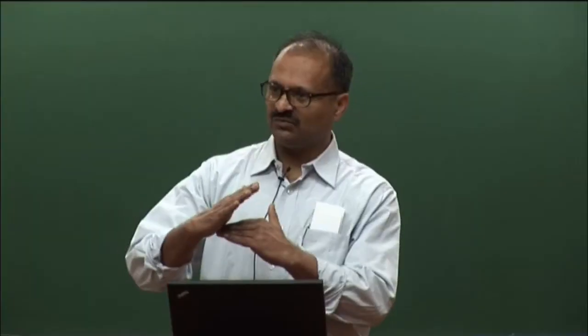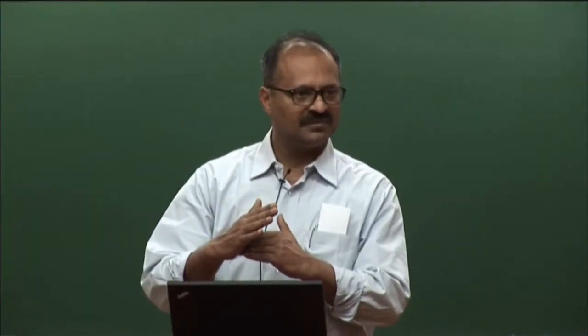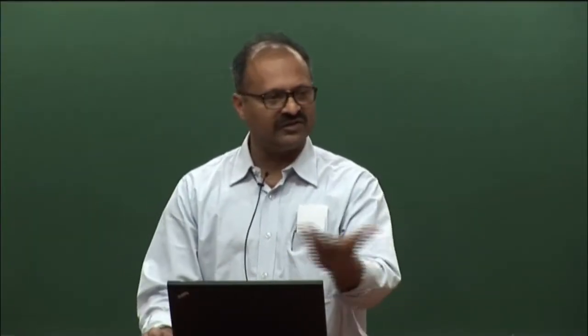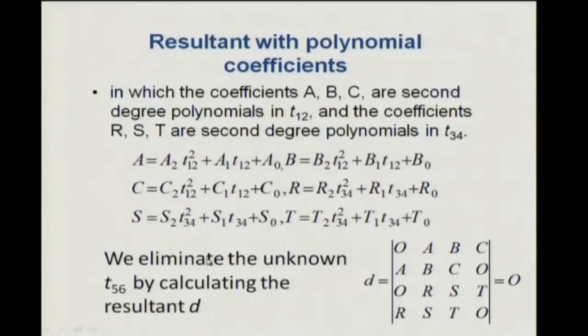So physically one angle must be the same, the other one, because we have squared, we have taken tan half angle, all kind of funny things can happen. So we are not sure of that, but at least one must be common, and if it is there, then this resultant D must be equal to 0.